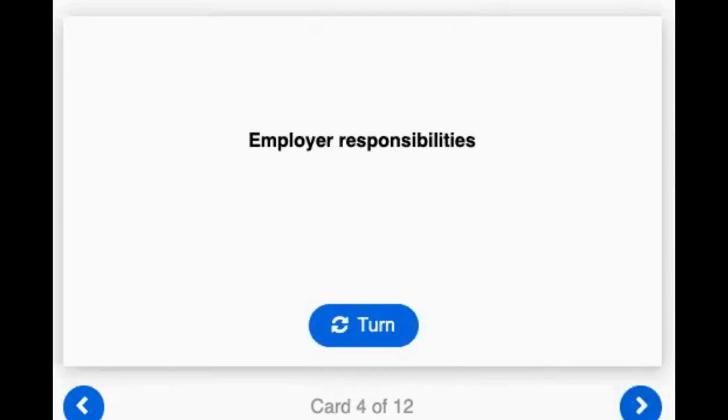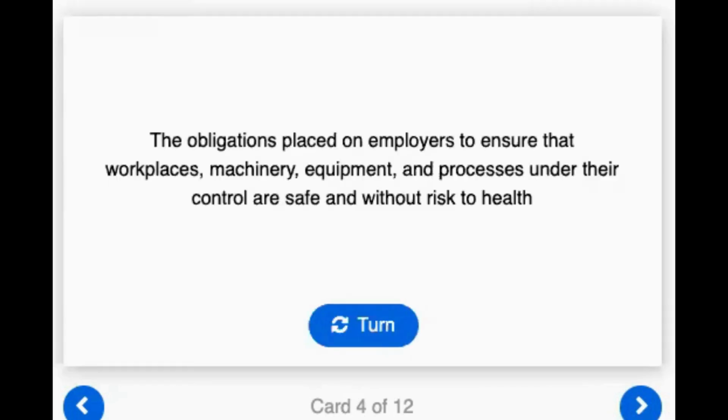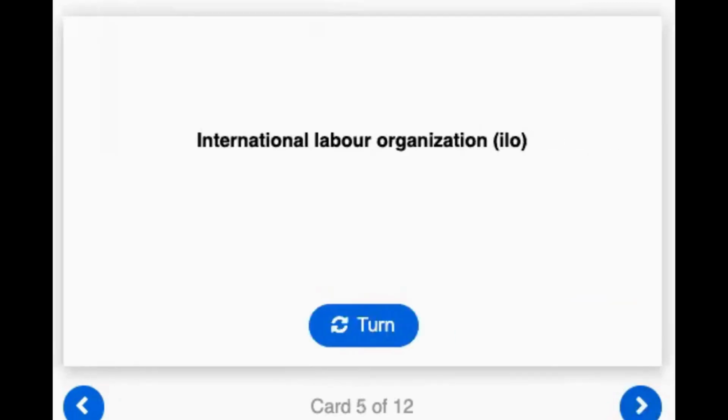The next card, what are employer responsibilities? We have discussed the employer's responsibility in detail in our previous lectures. Just recall your memory and think over it. What are the employer's responsibilities? Okay, now I turn the card and you will see the response. The obligations placed on employers to ensure that the workplace, machinery, equipment, and processes under their control are safe and without risk to health.